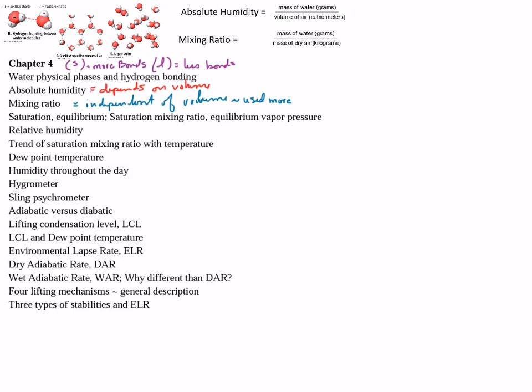And then absolute humidity is the top one, and mixing ratio is the bottom one. So absolute humidity depends upon volume, and mixing ratio does not depend upon volume. And when we got started talking about humidity, we stuck with mixing ratio, because when we talk about saturation amounts, that's in terms of mixing ratio.